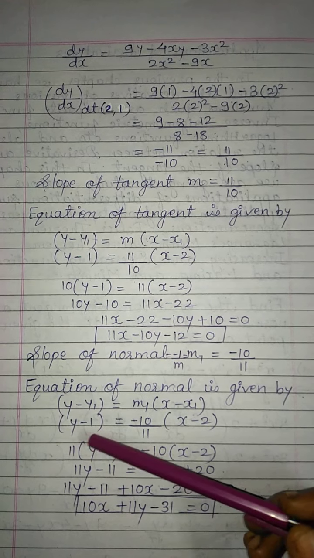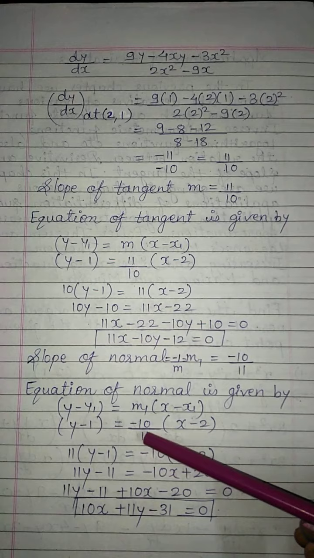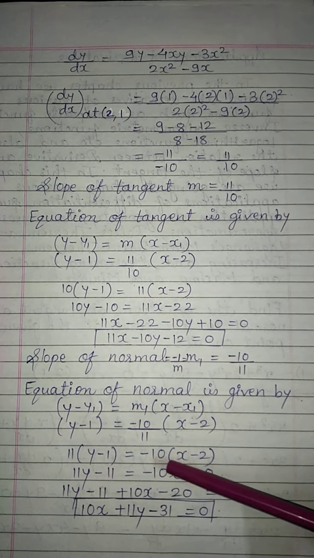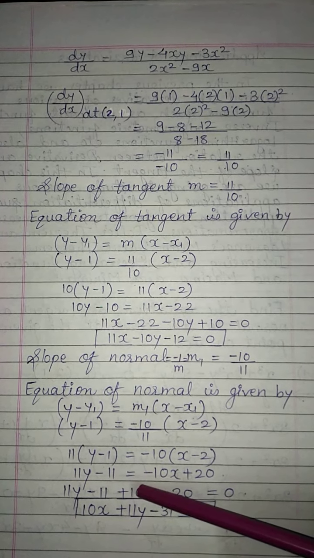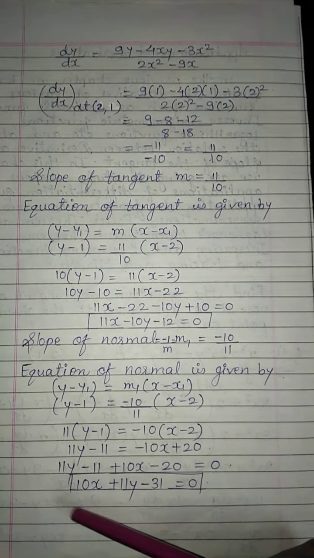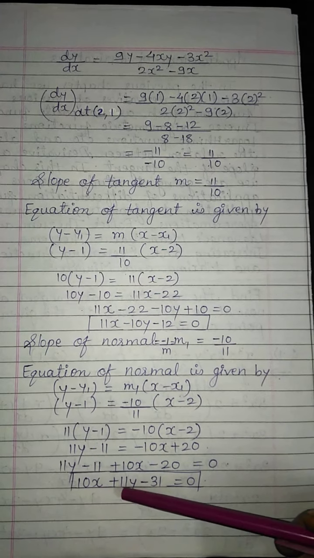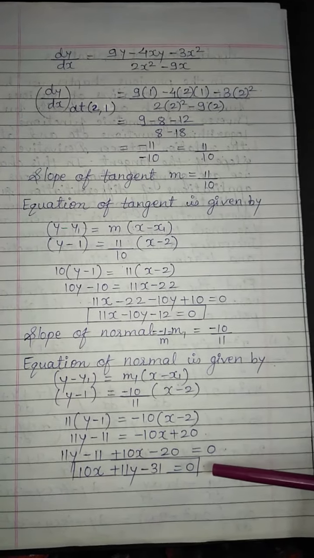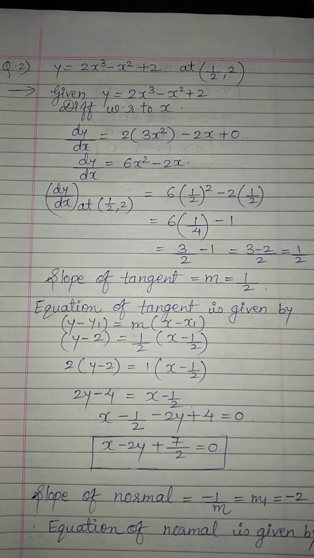So y minus 1 is equal to minus 10 upon 11 (x minus 2). Shifting 11 to this side, 11 into (y minus 1) is equal to minus 10 into (x minus 2). So 11y minus 11 is equal to minus 10x plus 20. So after simplification we will get the equation of normal as 10x plus 11y minus 31 is equal to 0. Now we consider question number 2.